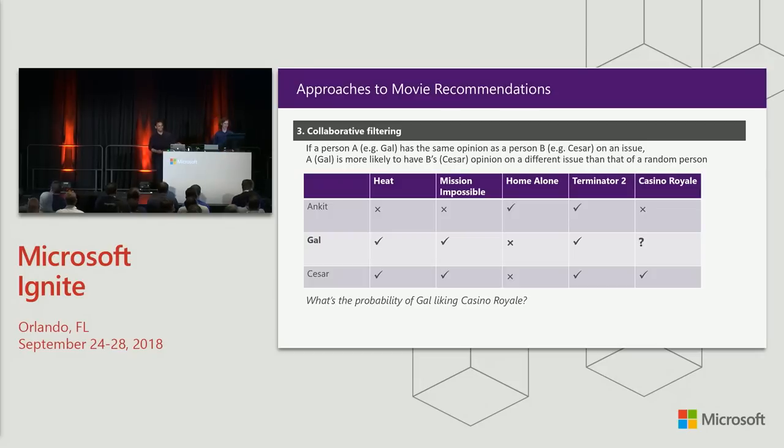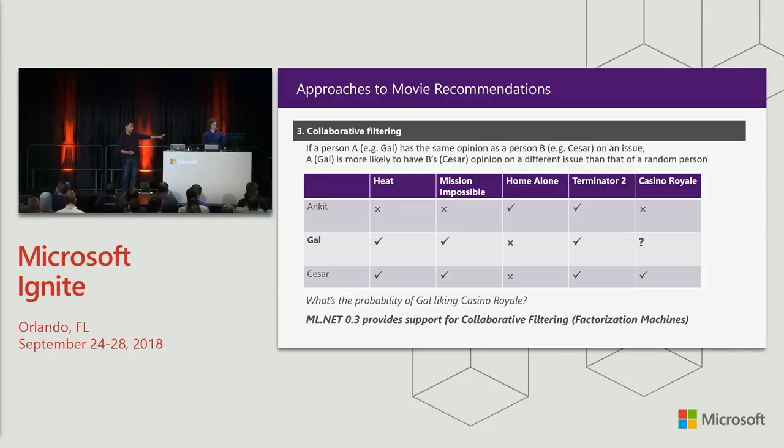Essentially, here's where collaborative filtering comes in. In ML.NET 0.3, we've added collaborative filtering through the factorization machines learner, and we're going to get into that. But the insight that collaborative filtering brings is that if you take a look at this data, Cesar's movie taste is very similar to Gal's movie taste. Both of them like Heat, both of them like Mission Impossible, they both don't like Home Alone, and so on. So based on collaborative filtering, we can use Cesar's data that Cesar likes Casino Royale to infer that Gal has a higher probability of liking Casino Royale as well. That's basically what collaborative filtering is.